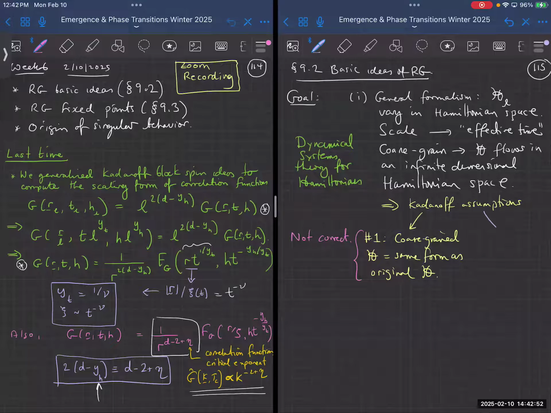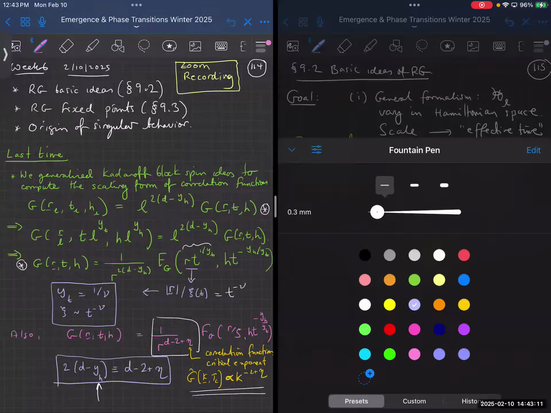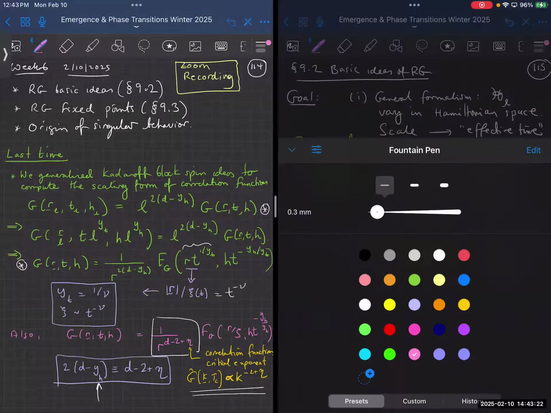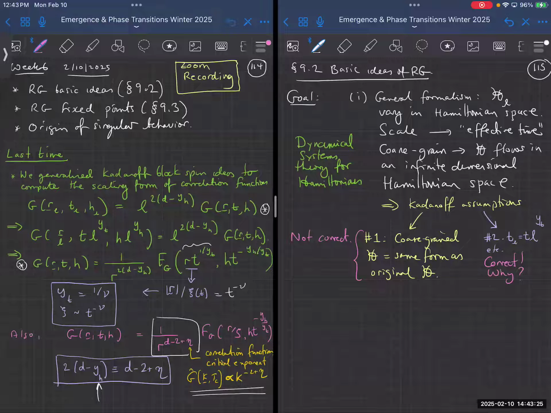And then the second thing we're going to see is that assumption number two, his assumption about the parallel scaling, that assumption that t_L is equal to t L to the y_t, etc. So that assumption is correct. And we're going to see why, and we're going to understand that. So that's what we're going to get out of the renormalization group. But we're going to get more.